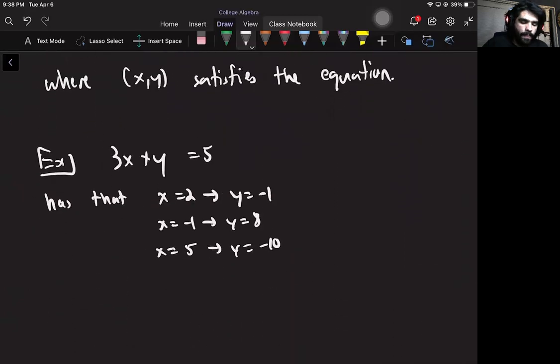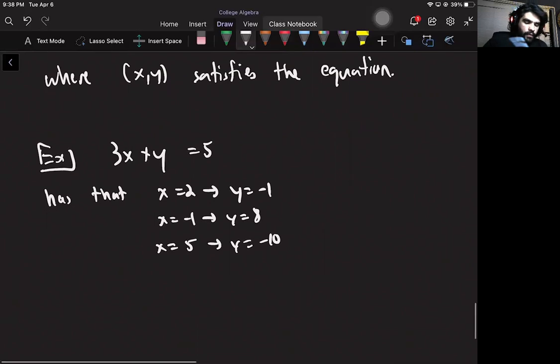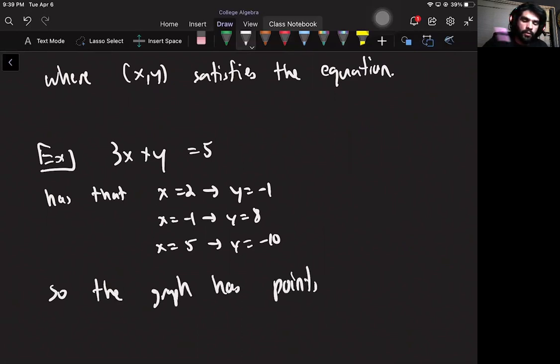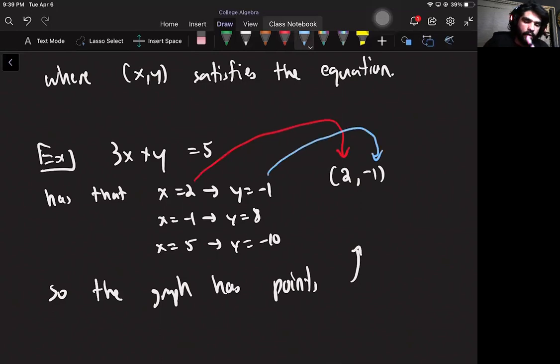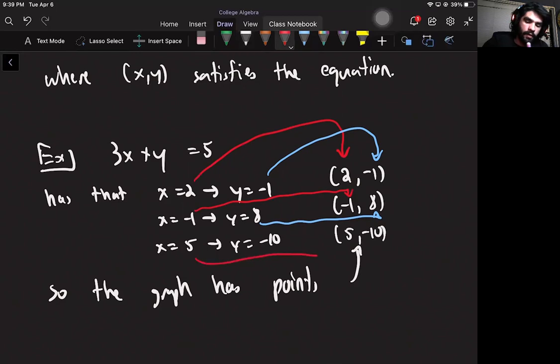But what that really meant was plugging in x equals 2 got me y equals -1, plugging in x equals -1 got me y equals 8, and so on. So the graph has points corresponding to each of these things. So what are the points? The points will be 2, -1, because x equals 2 corresponds to y equals -1. It will have the point -1, 8, because x equals -1 corresponded to y equals 8. And it will have 5, -10, because x equals 5 corresponded to y equals -10. So it has these 3 points on it.